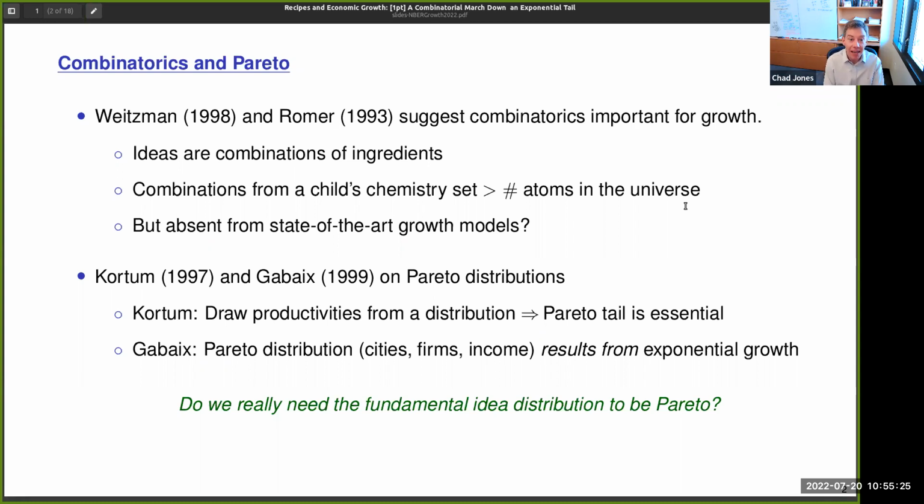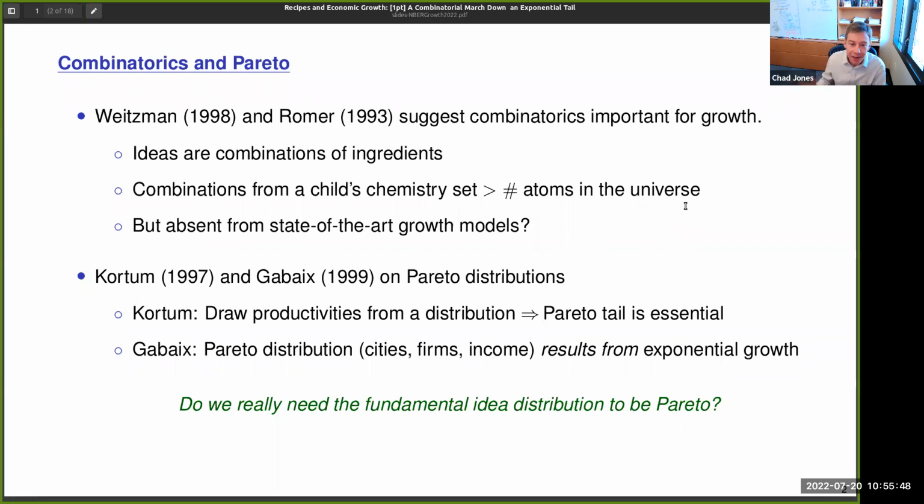Weitzman in 1998, in a beautiful paper, built a model around combinatorics. But interestingly, combinatorics is basically absent from state-of-the-art growth models. So that's the first thing. What happened to combinatorics?